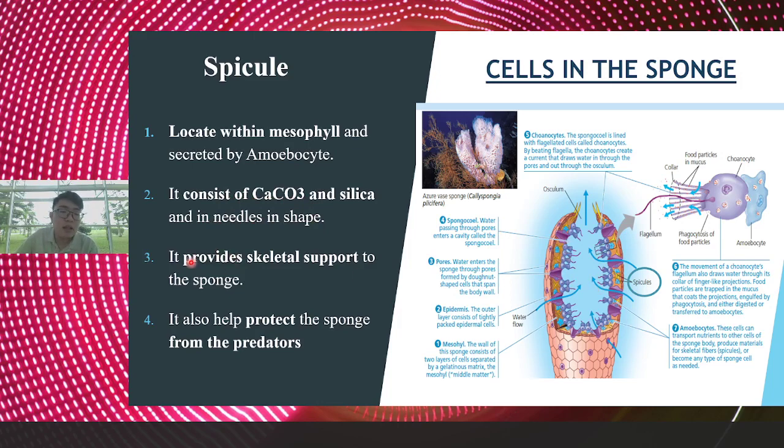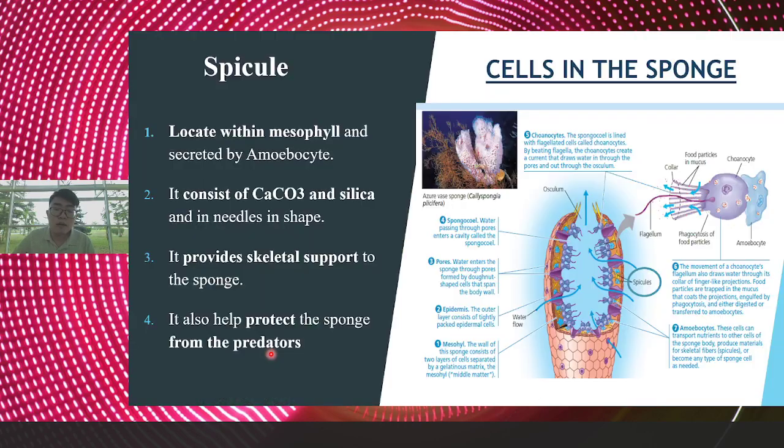And it provides skeletal support to the sponge. So their function is skeletal support, like the human's bone. For human, skeletal support is by bone. For this sponge, skeletal support is spicule. And if you say it is like bone, so what is the bone function? To protect the human, right, for the bone, but for spicule it is also protection. Mainly it is protection from the predators.